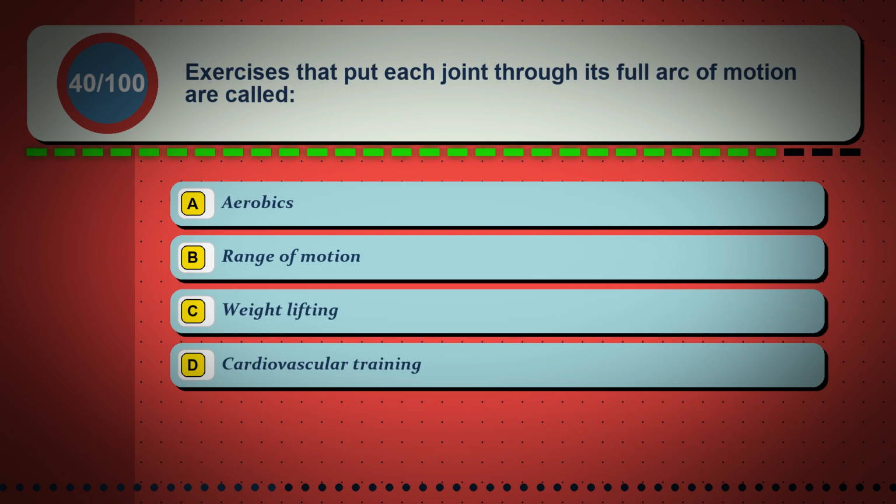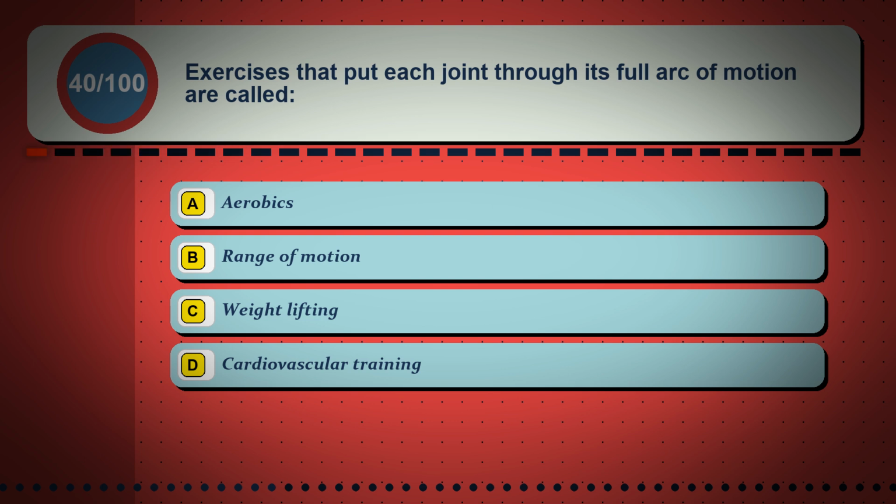Question 40. Exercises that put each joint through its full arc of motion are called: Option A, aerobics. Option B, range of motion. Option C, weight lifting. Option D, cardiovascular training.